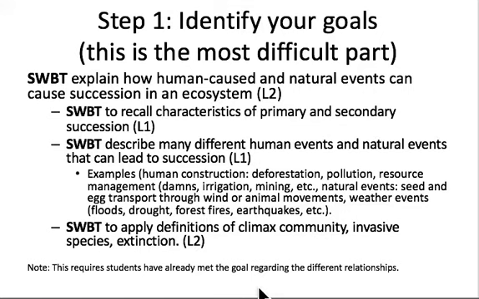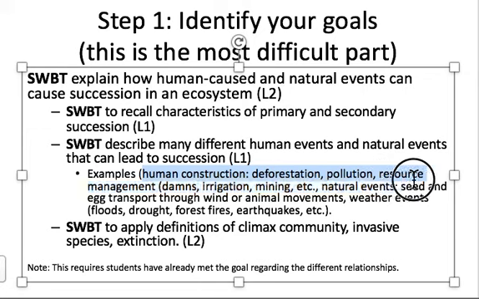Students will be able to recall characteristics of primary and secondary succession. If you think about the material, that's in there. Students will also be able to describe many different human events and natural events that lead to succession. So we have a bunch of different human things and a bunch of different natural things.